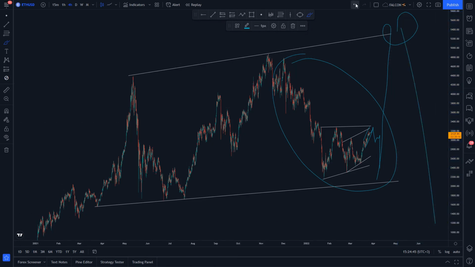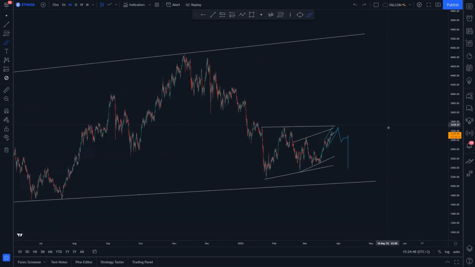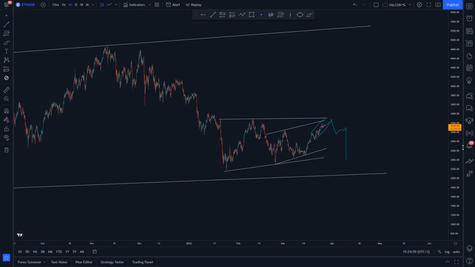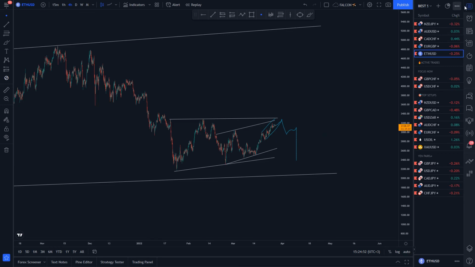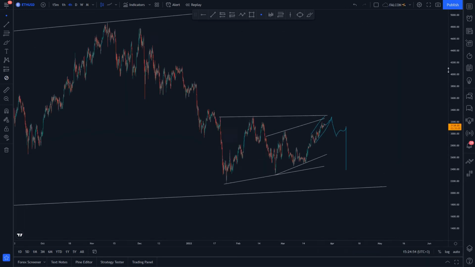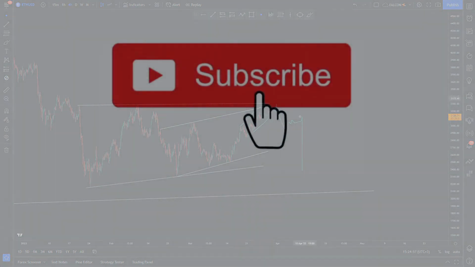Okay, so that's it for Ethereum, and that's it for this week's pairs that I'm focusing on. So hopefully they will play out as we have planned.